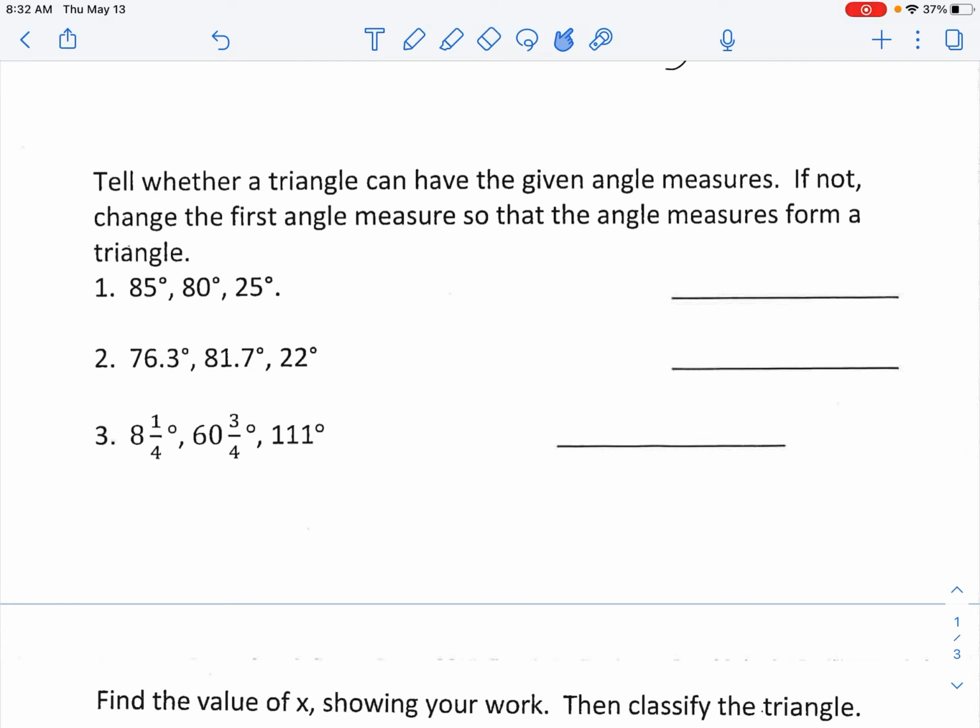Tell whether a triangle can have the given angle measures. If not, change the first angle measure so that the angle measures form a triangle. So you are allowed to use your calculator on this. So we know that these have to total 180 degrees, right? So we're going to go to our calculator and add 85 plus 80 plus 25. So go ahead and add that on your calculator and see what you get.